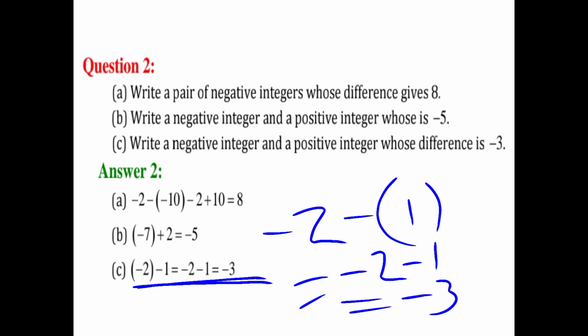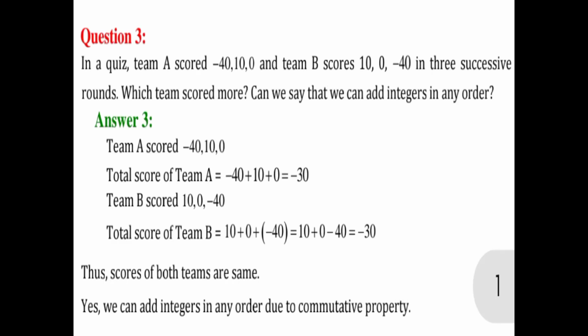Now moving to question number 3. In a quiz, team A scored -40, 10, 0, and team B scored 10, 40, -40 in 3 successive rounds. Which team scored more? Can we say that we can add integers in any order?